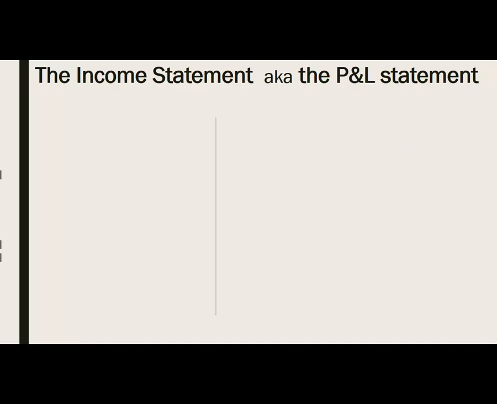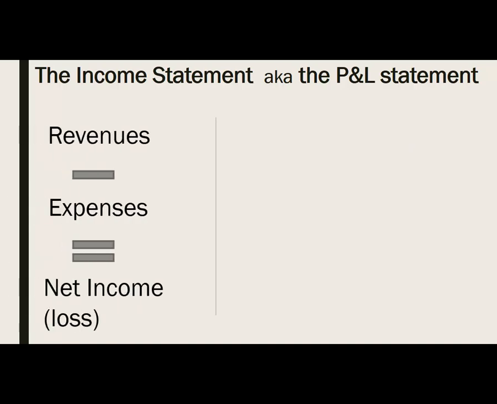So revenues means the amount of assets generated from doing business. So a hotel sells a room and gets cash for it. A restaurant sells food, which creates cash revenues for them, so it generates assets.